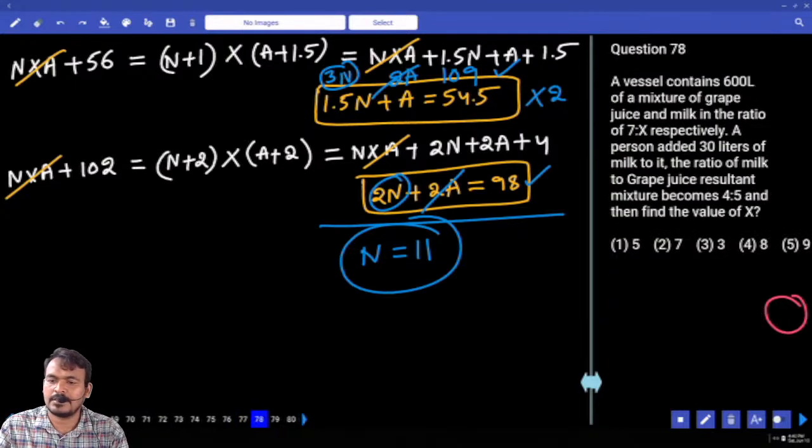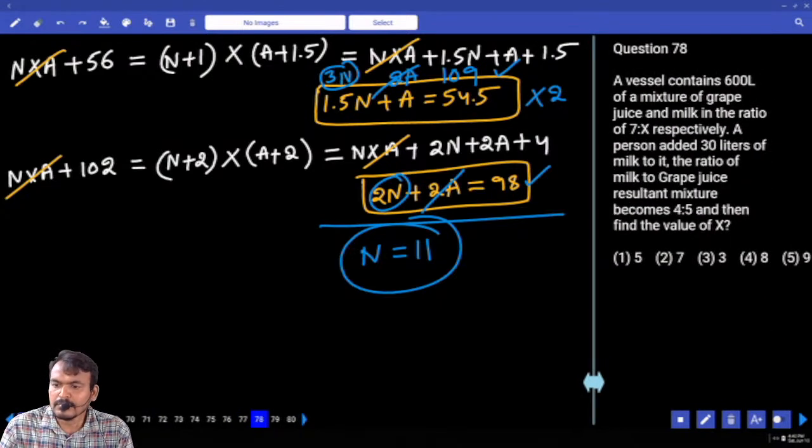Next, question number 78. A vessel contains 600 liters of a mixture of grape juice and milk in the ratio 7 is to x. 7 parts and x parts. Next, a person added 30 liters of milk to it. The ratio of milk to grape juice in the resultant mixture becomes 4 is to 5. Find the value of x.